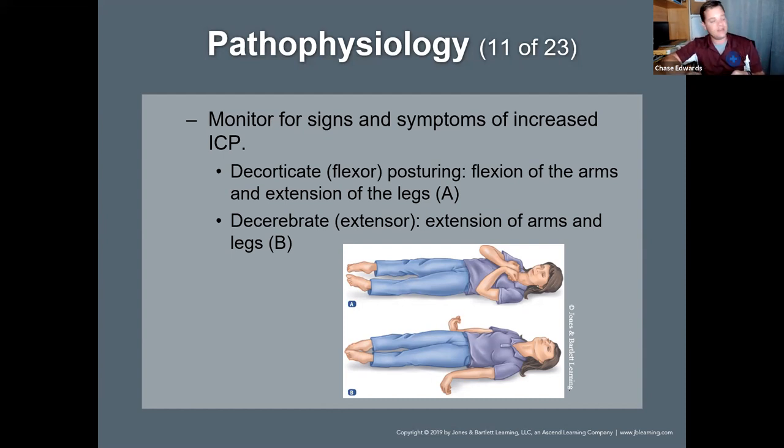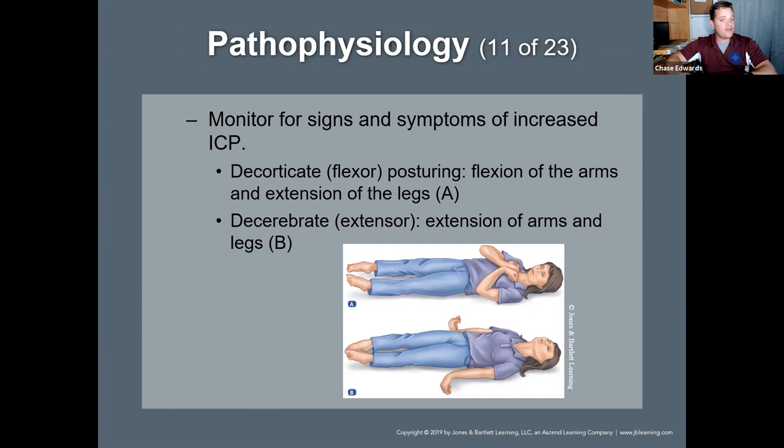Something else to look for is your positioning. You have two different types of positions: decorticate or decerebrate. You have to closely monitor head injured patients for signs and symptoms of increased ICP. Early signs and symptoms include vomiting, often without nausea, headache or an altered level of consciousness, and seizures. Later signs are hypertension and bradycardia, the Cushing's triad, plus a unilaterally unequal, non-reactive pupil. You'll also have coma and posturing, which you see here.